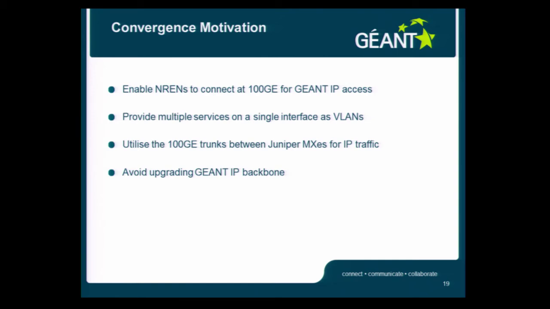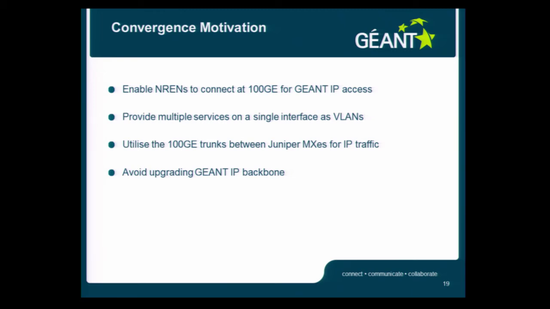The convergence also enabled us to provide multiple services on a single interface as VLANs. As I said, we wanted to give one interface to the NREN, 100 gig or 10 gig, and deliver all the services on that if they want. So they can have IP, point-to-point, multipoint service, layer 3 service. Of course, if they wish to have different interfaces, they can still have them, but if they want a single interface, we can do that.